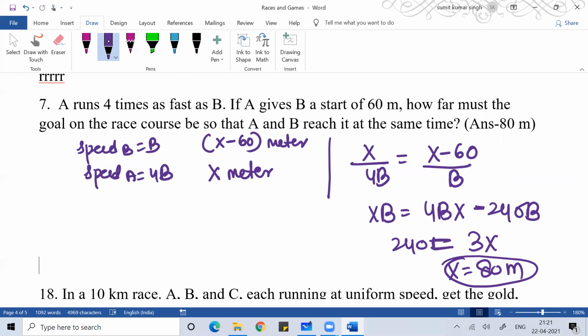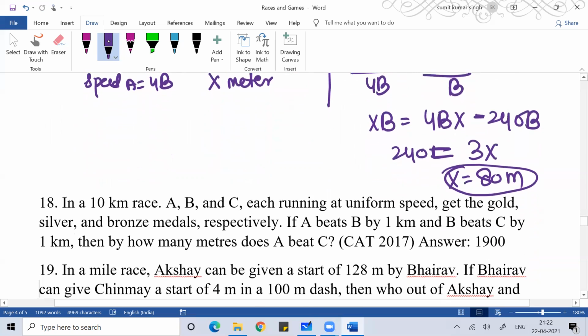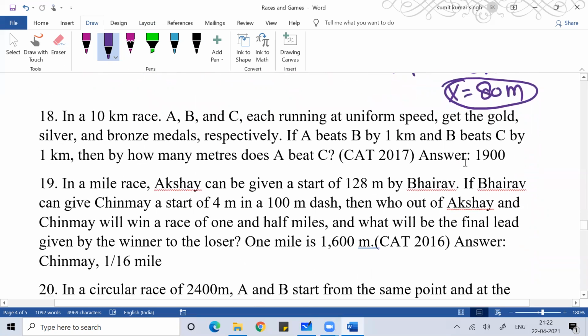So on what basis have I solved this? In this problem it is being asked how far must the goal be on the race course, meaning how much should be the length of the race. Both will cover the same time. The speed of B is less, and the distance B is gonna cover is also less. So the time B takes to cover x minus 60 meter, in the same time A should cover x meter, where the speed of A is 4 times the speed of B.